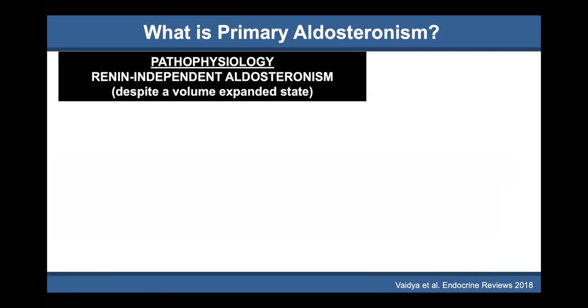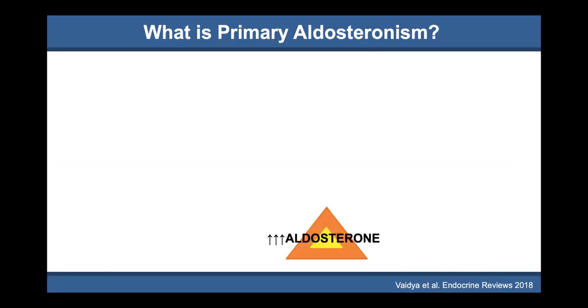So now that we've reviewed physiology, we can appreciate how pathophysiologic primary aldosteronism is. Primary aldosteronism is a renin-independent aldosterone production that occurs despite volume expansion, despite extracellular hypokalemia. So the problem here is that one or both adrenal glands are overproducing aldosterone through one or multiple foci. Volume is expanded, and renin and angiotensin II are appropriately suppressed.